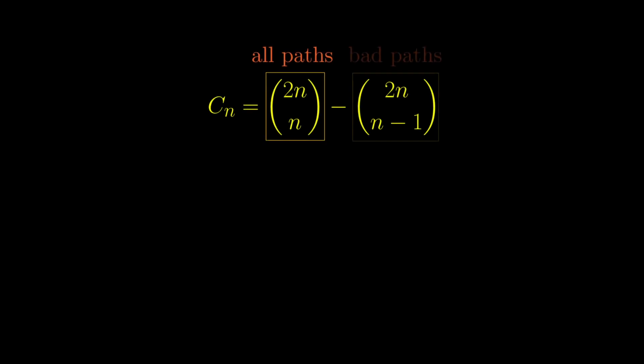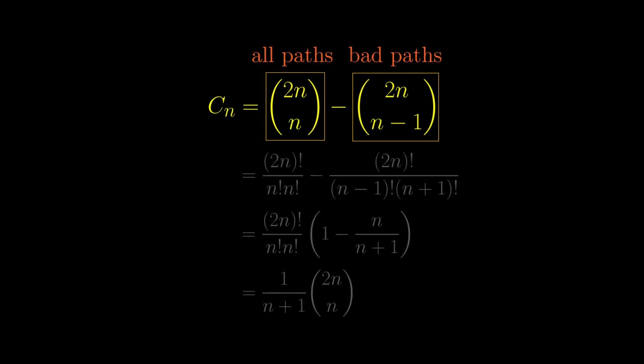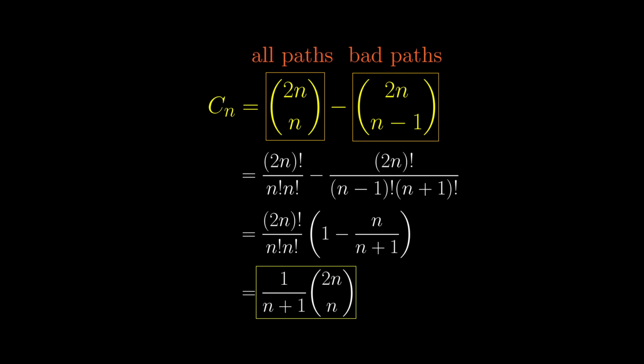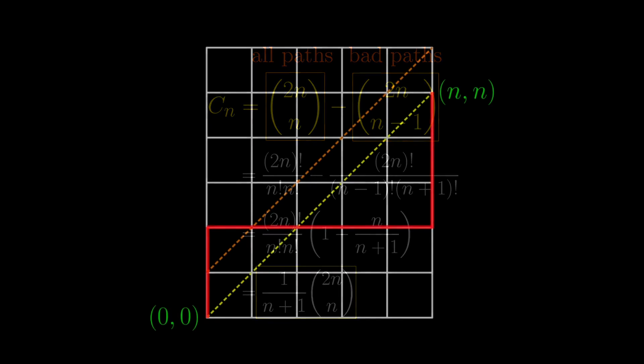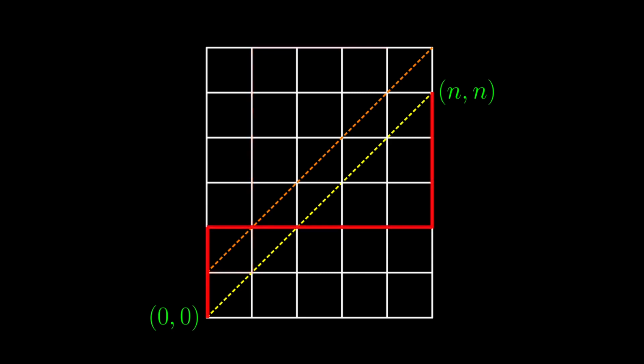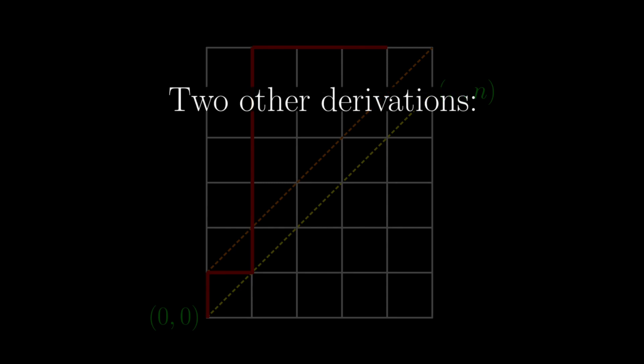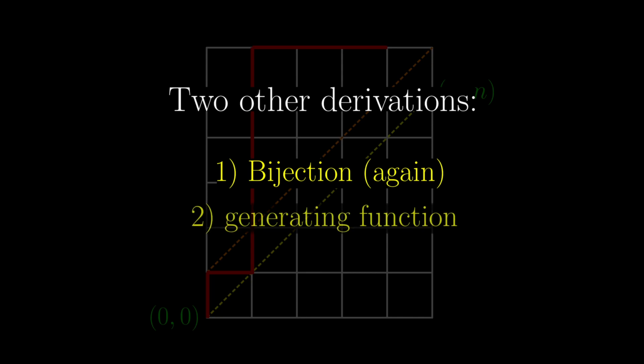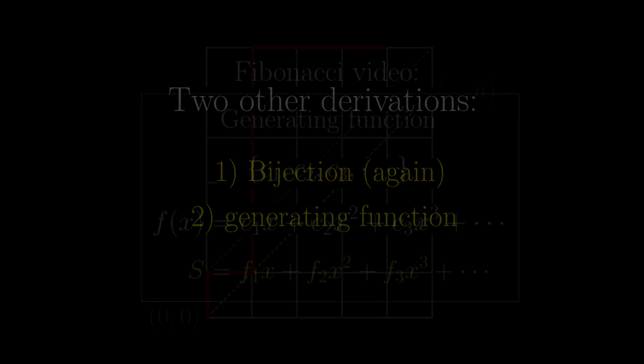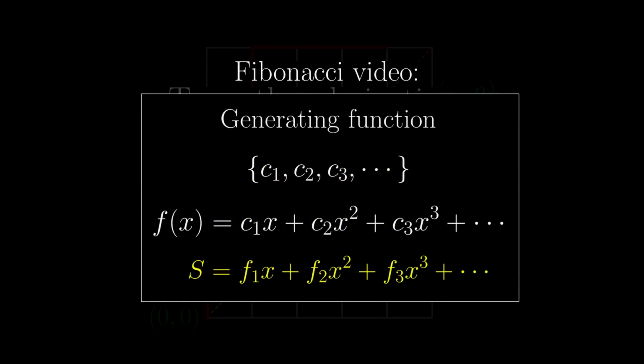We derived the form of Catalan numbers as 2n choose n minus 2n choose n minus 1, or equivalently 1 over n plus 1 times 2n choose n, in the previous video using the reflection method. There are at least two other ways of derivation, one being another type of bijection, the other being an algebraic method, namely the generating function, which we have briefly talked about in the Fibonacci general term video.